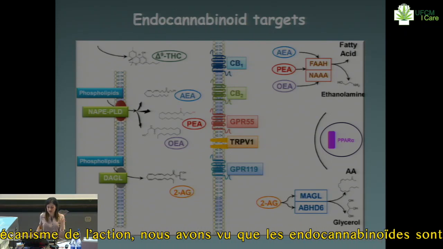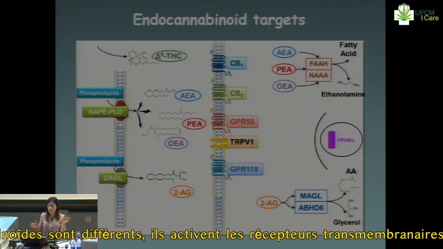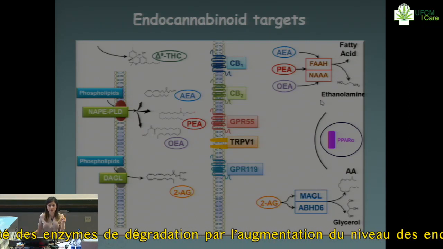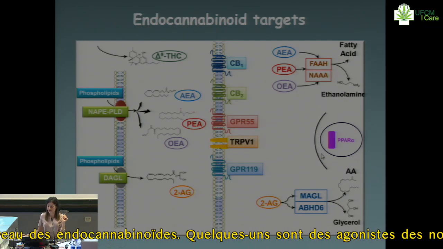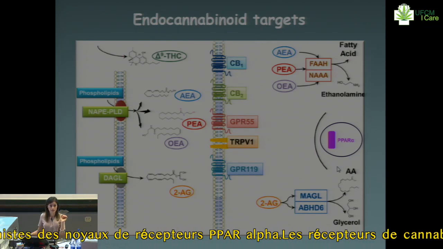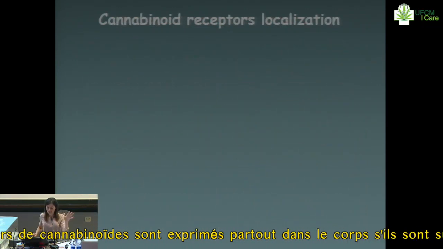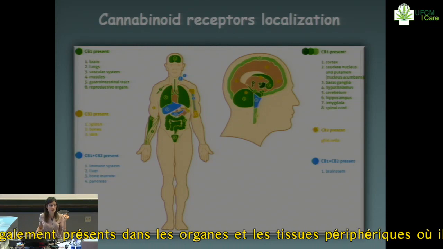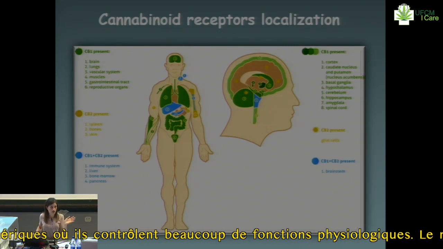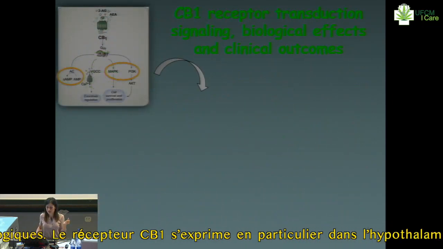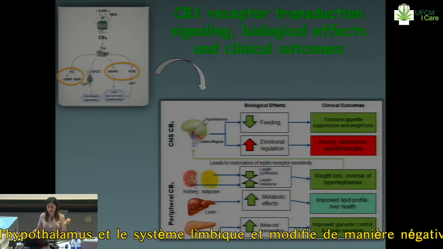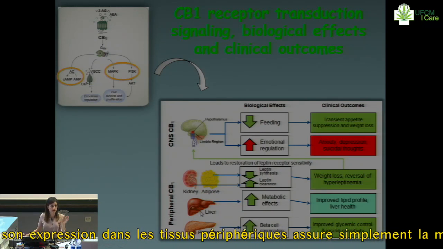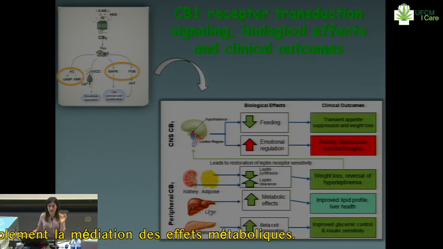As for the action mechanism, we have seen that those of endocannabinoids are different. They activate the transmembrane receptor CB1 or the orphan receptor, but they also interfere with the activity of degradation enzymes, enhancing endocannabinoid levels, and some of them are agonists of the nuclear receptor PPAR-alpha. Cannabinoid receptors are widely spread throughout the whole body, but they are highly localized in the brain and also expressed in the peripheral organs and tissues, where they control a lot of physiological functions. In particular, the CB1 receptor, a G inhibitory coupled receptor, highly expressed in the hypothalamus and limbic system, negatively modulates feelings and emotions, whereas its expression in the peripheral tissues mainly mediates metabolic effects.